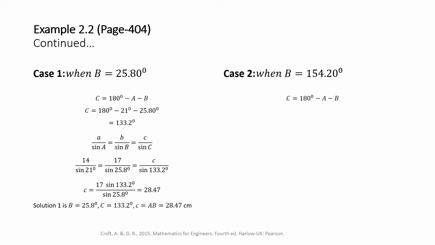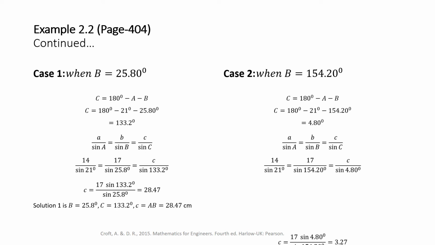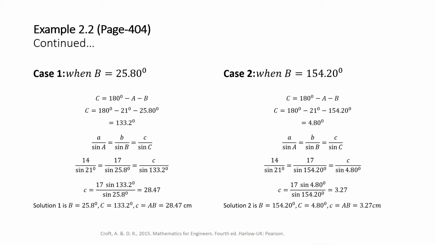Let's come to case 2. So again we calculate C with the sum of measures of angles in a triangle. Then like the first case we calculate c, using the sine rule, plug in values, and again from the last two ratios we can get the c value. So solution 2 is this. So in sine rule cases we usually find two solutions, not usually, but there can be cases.